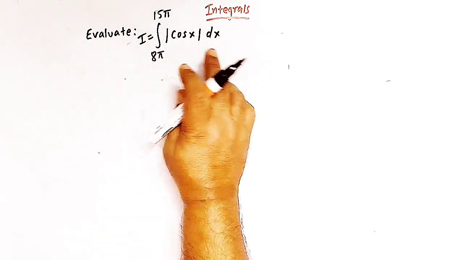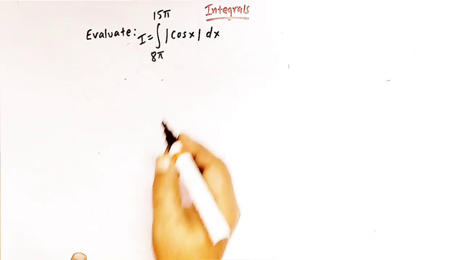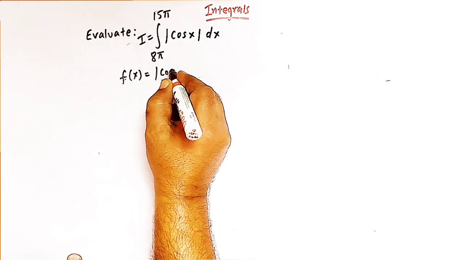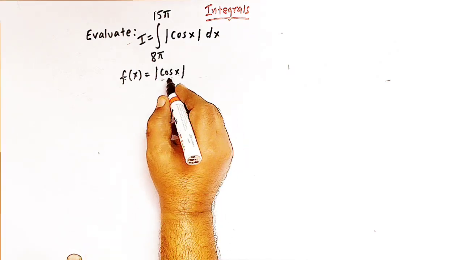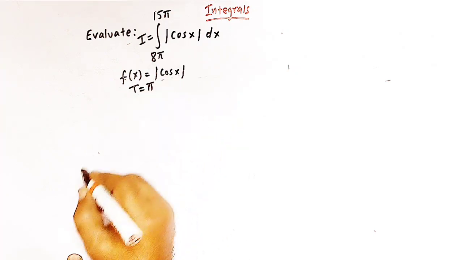Now, in order to evaluate this integral, we have to make use of two important concepts. The first one is the concept of periodicity of functions, and then we'll make use of the concept of sign convention of trigonometric functions in four quadrants. Let us first denote the integrand by f of x. So f of x is mod of cos x, and we know that the period of mod of cos x is equal to pi.